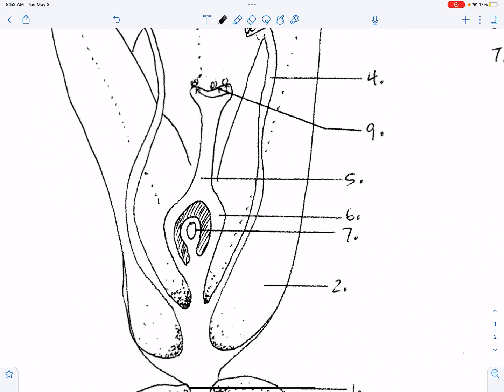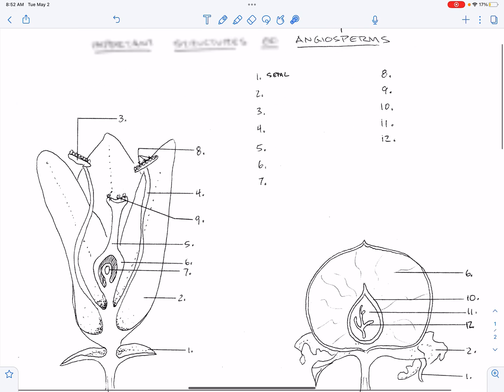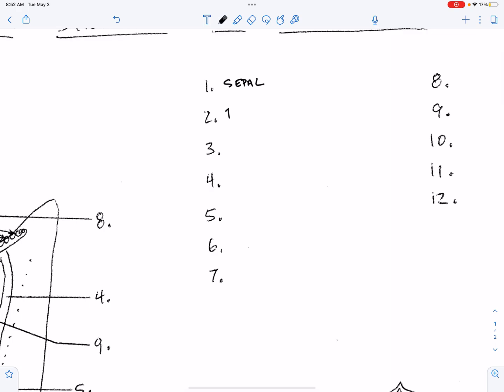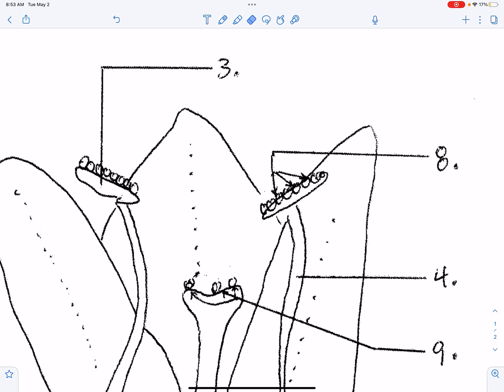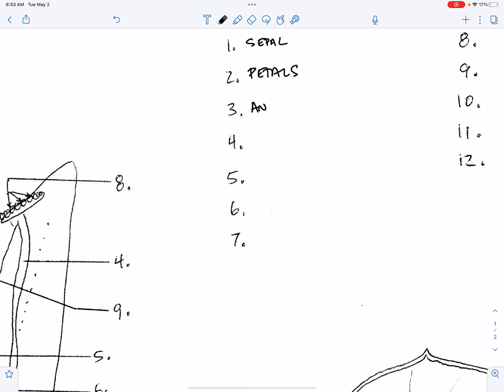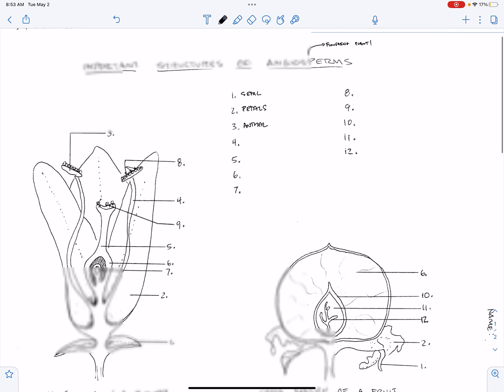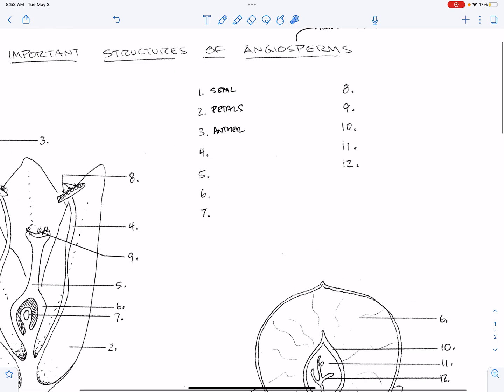Okay, number two is pretty obvious. You all probably know this part of the flower, but number two is the petals. Number three, we're getting to the quote unquote male part of the flower. So this component right here is called the anther. And the anther sits on this stalk-like component right here, which is called the filament.